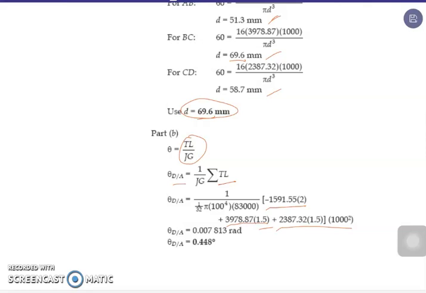So if we simplify, we have now the value of the angle of twist from D to A, which will be 0.007813 rad. Convert this rad into degrees, so that is 0.448 degrees.